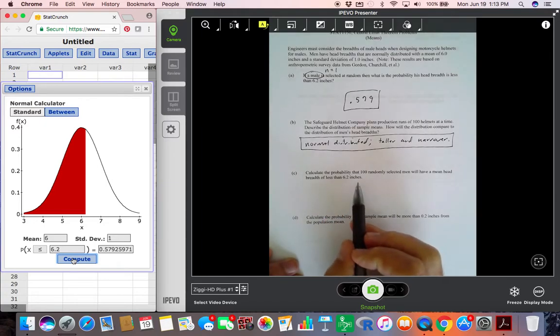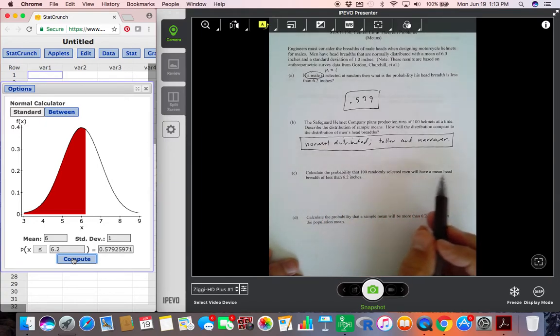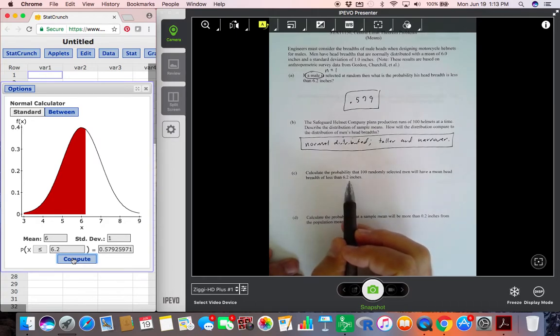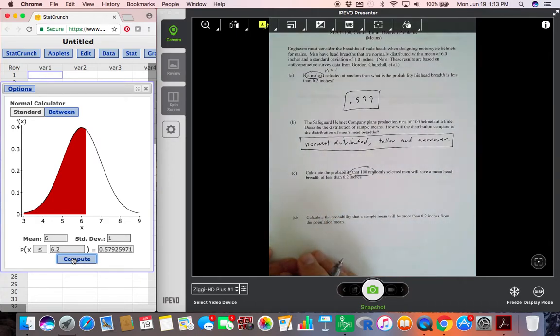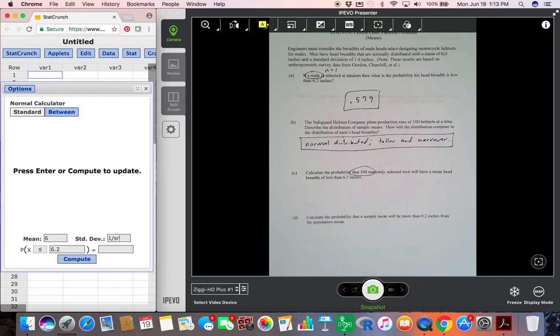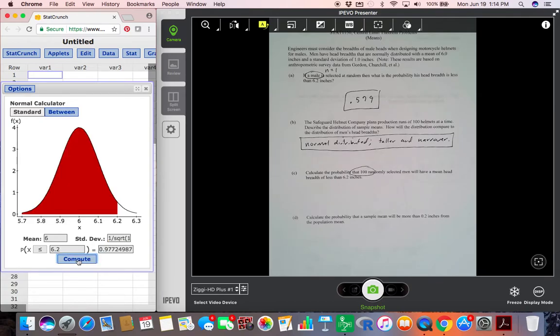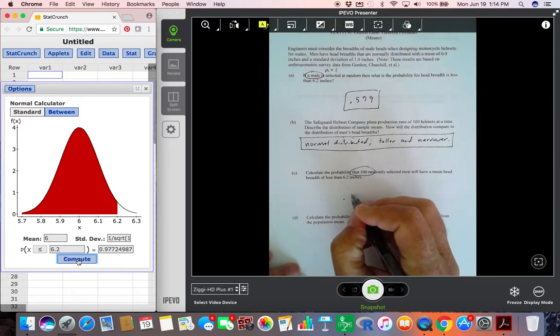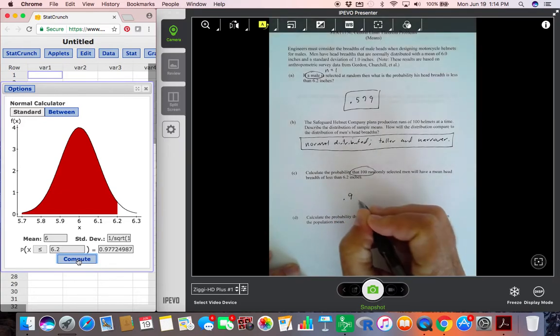Calculate the probability that 100 randomly selected men will have a mean head breadth of less than 6.2. Well, guys, since we're taking our sample 100 at a time, then the central limit theorem kicks in. But the only thing that changes, the mean stays the same, but the standard deviation will change to divide by the square root of the sample size. The sample size was 100. And it says less than 6.2, so we're set. So the probability would be 0.977.